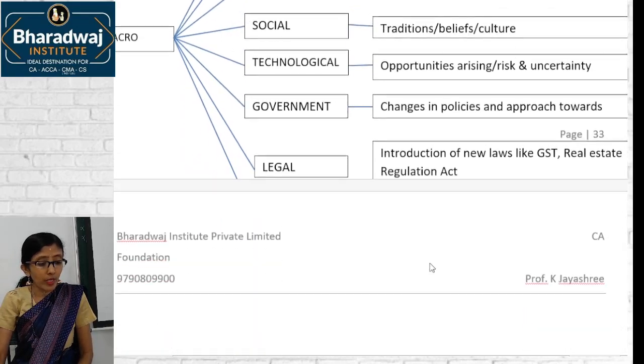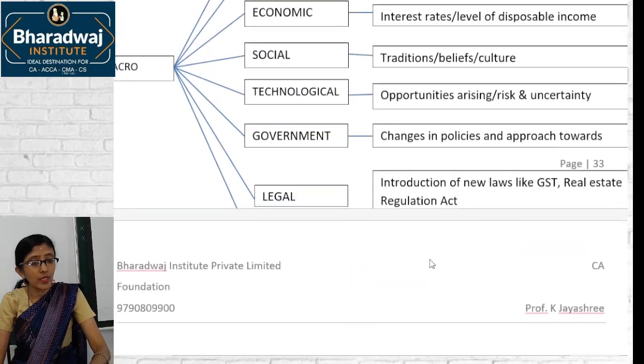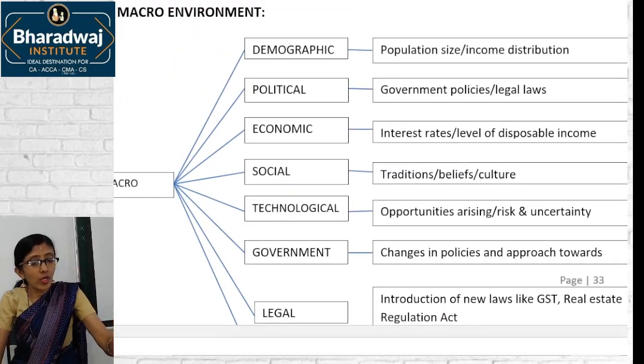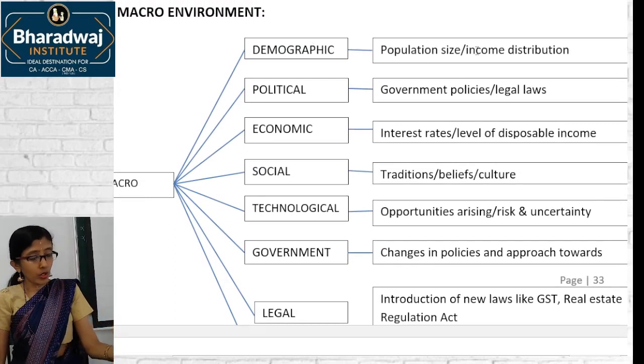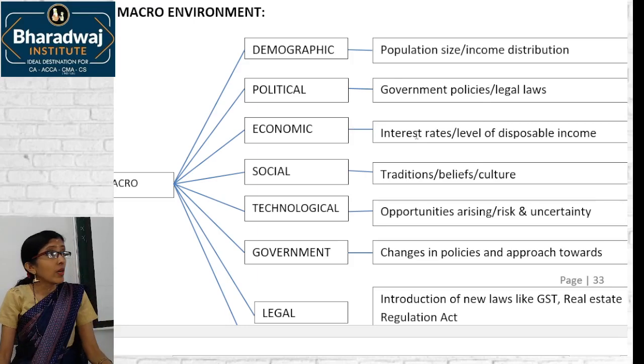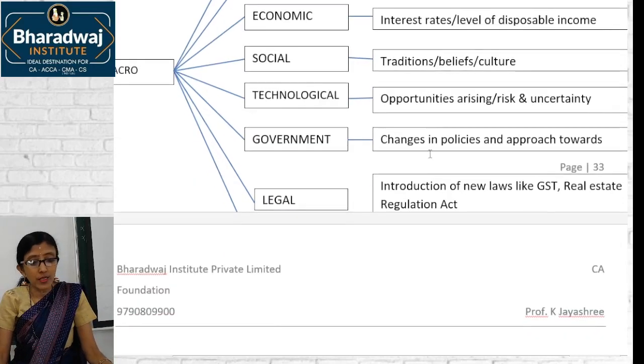And in the macro environment, remember, global is one thing which is always missed out. So the missed out aspect is the global phenomenon. Now, after knowing the macro chart, you have to know the individual components: demographic, about the population profile; political, government policies, legal laws; economic. I think I have taught you economic system, economic factors, economic policies, if you remember that. Social: tradition, culture, beliefs, etc.